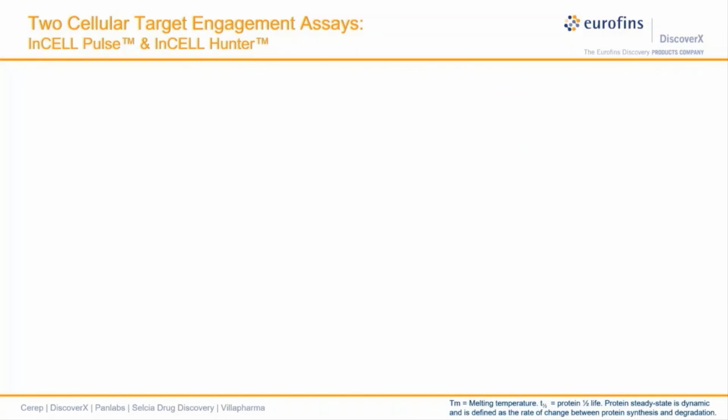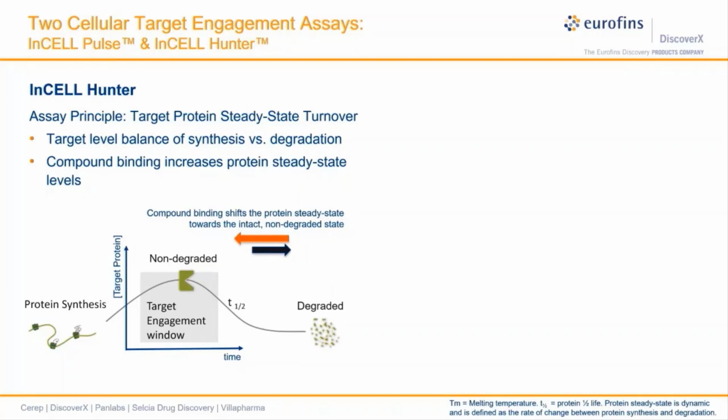DiscoverX offers 2 cellular target engagement assays, InCELL Pulse and InCELL Hunter. Both formats measure the cellular level of native, properly folded, user-defined target protein, but they approach this somewhat differently. InCELL Hunter relies on a target protein's normal dynamic equilibrium between synthesis, accumulation, and degradation in cells. For InCELL Hunter, compound target engagement is measured by a compound's ability to shift the steady state away from degradation and towards accumulation.